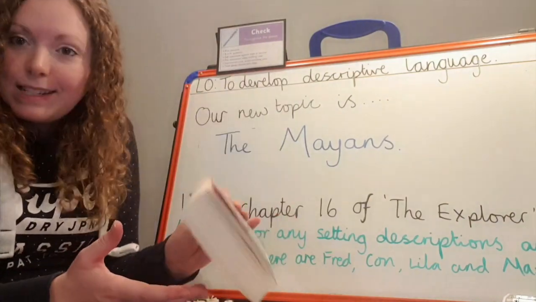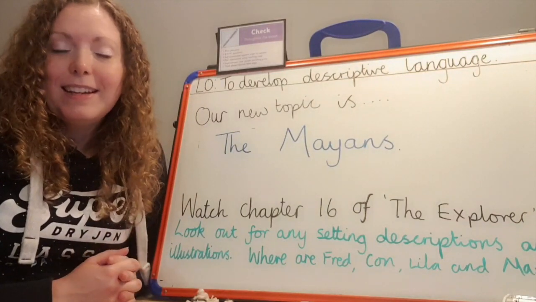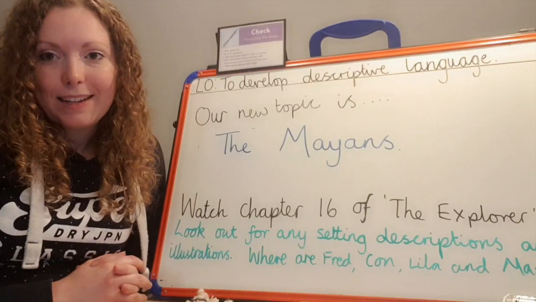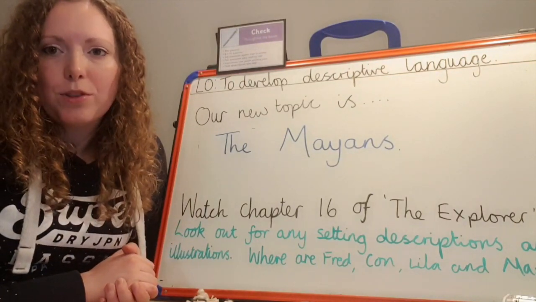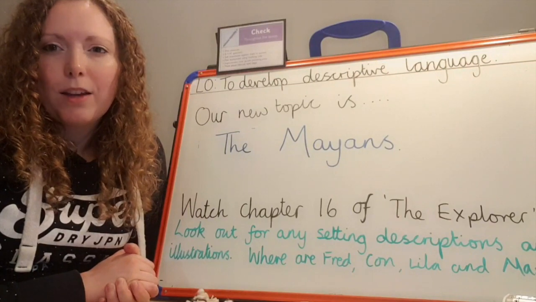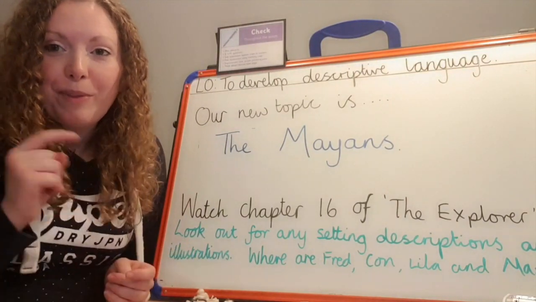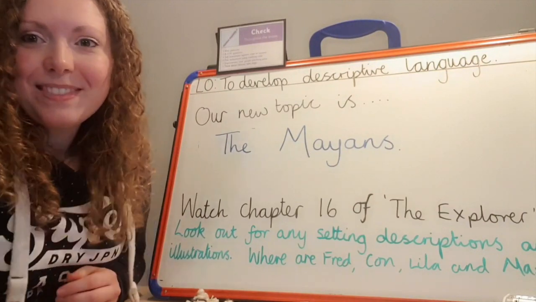When you're reading or listening to this chapter, I would like you to think about the illustrations that you see and also listen out for any descriptive language about the setting. Where are Fred, Con, Lila and Max in this chapter of the story? Can you think about any of those ideas? Okay, I really need your help afterwards, so it's really important that you meet me back here. Go and read that, pause the video now, and I'll see you in a little while.